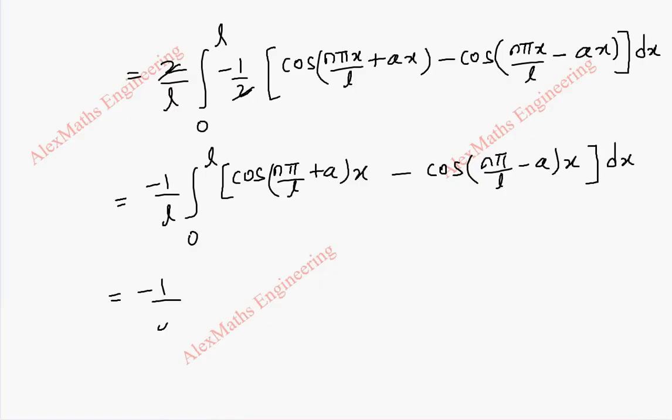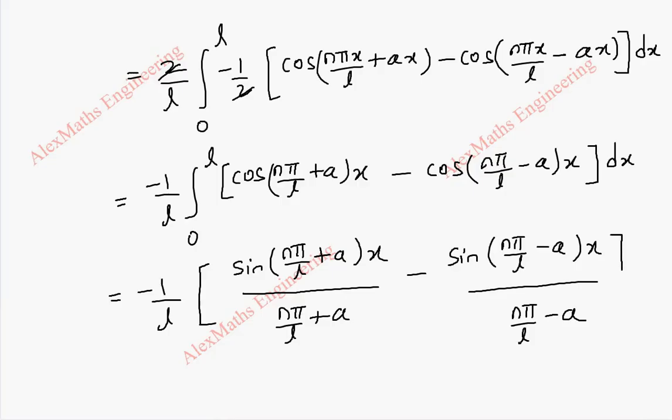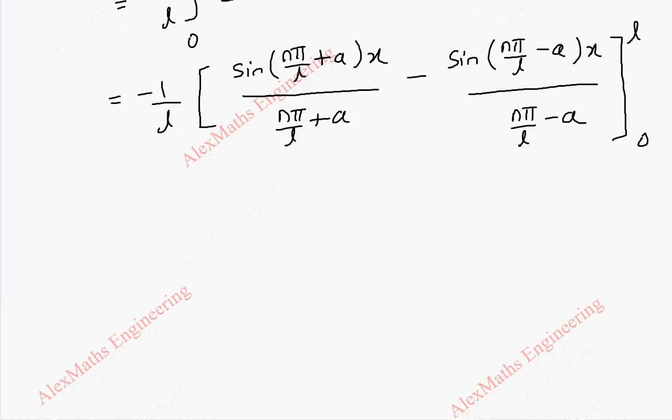So minus 1 by L, integration of cos is sin. So sin of (n pi by L plus a) into x, whole divided by (n pi by L plus a). We have to divide by the coefficient. Minus sin of (n pi by L minus a) x by (n pi by L minus a). And we have the limit from 0 to L. We are going to substitute the upper limit.